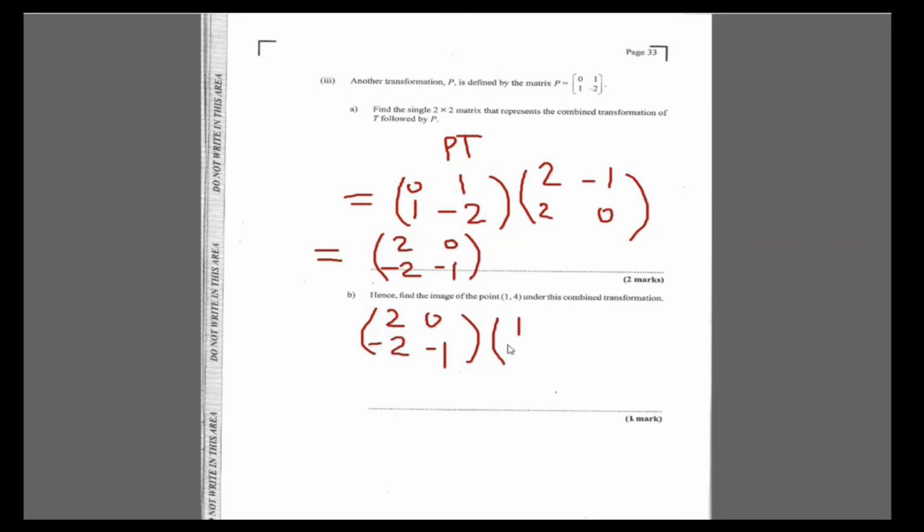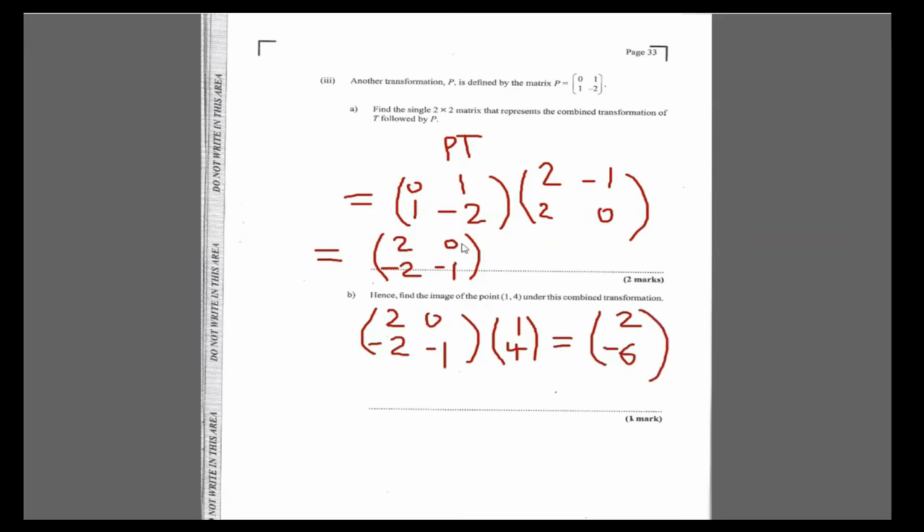The object is (1, 4). When you work that out, what we're getting is row by column, row by column. So row by column is 2 plus 0, which is 2. And row by column is negative 2 minus 4, that's negative 6. So (2, negative 6) is the image.